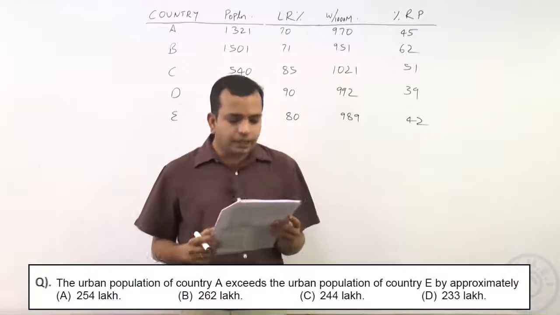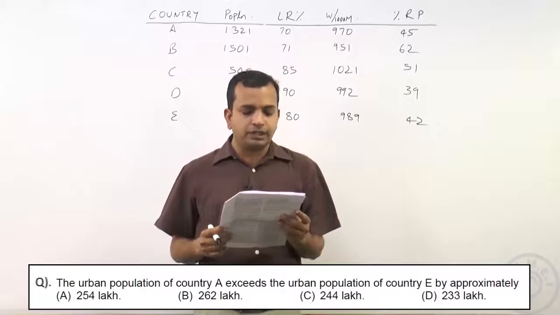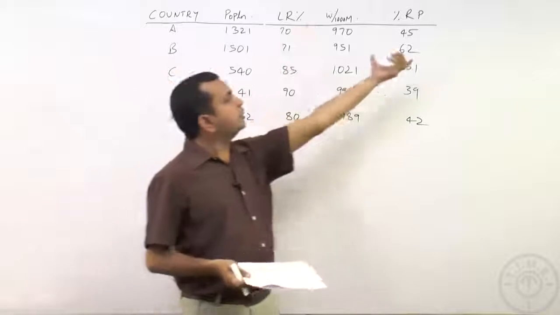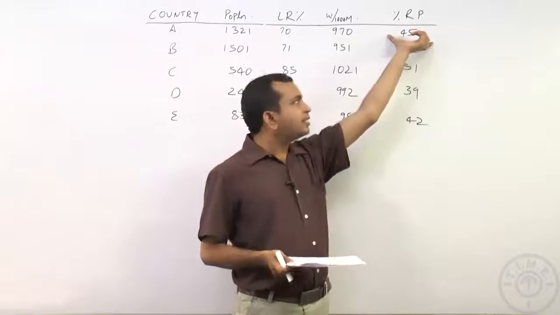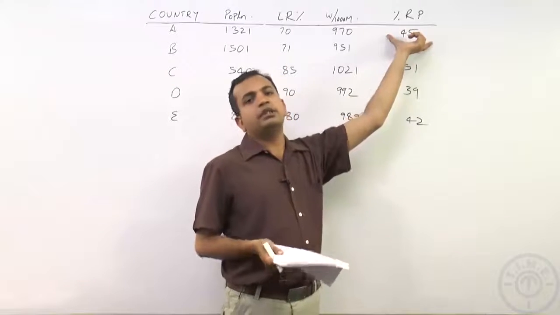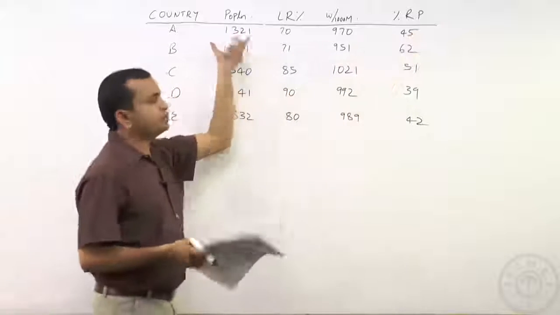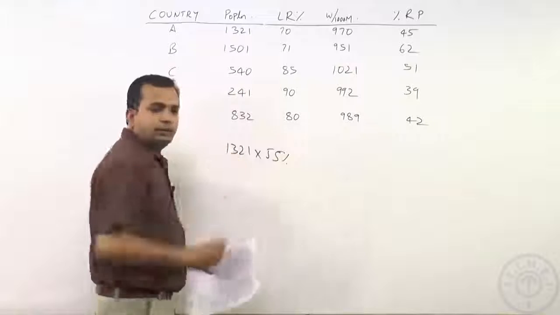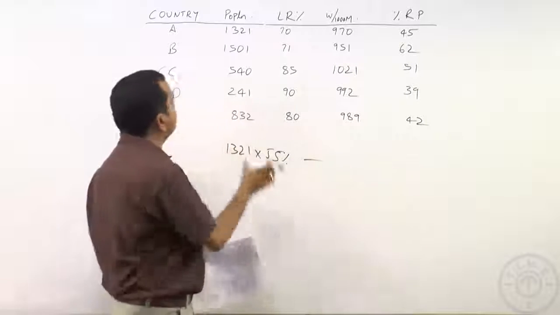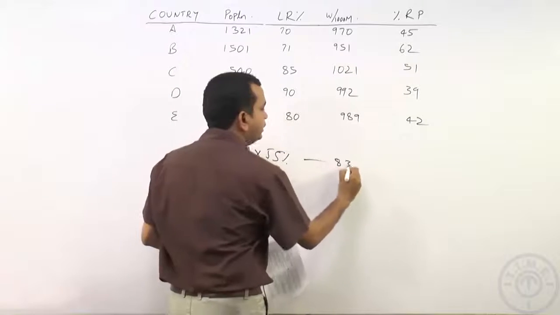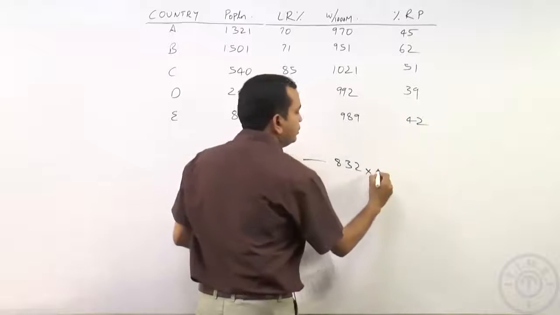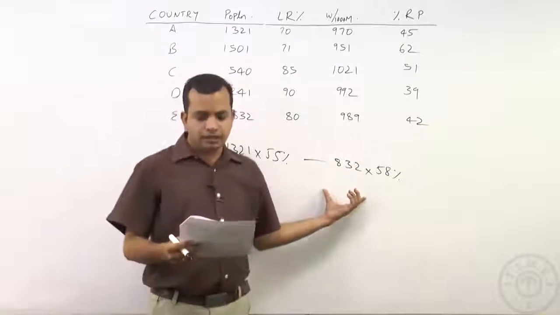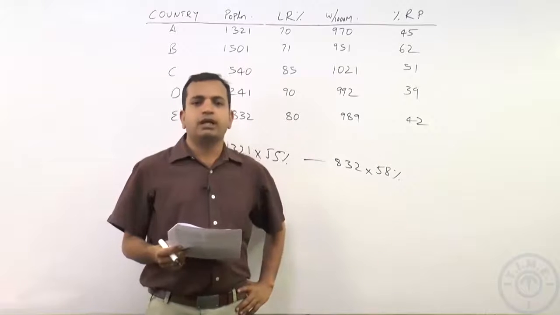The urban population of country A exceeds the urban population of country E by approximately. Now, how do we find out the urban population? We have the total population and we have the rural population. So, 100 minus this percentage of rural population will give us the percentage of urban population. So, the urban population of A will be 1321 into 55%, and this exceeds the urban population of country E. So, that will be 832 into 100 minus 42, which is 58%. Now, this simple calculation will give us the answer as 244 lakh, option C.